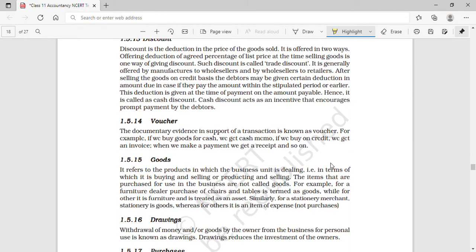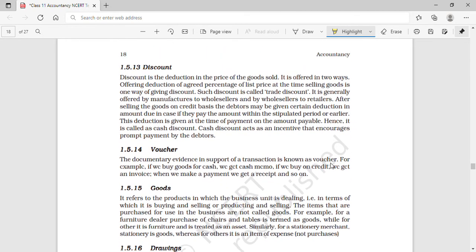There is discount. As you know, when you go shopping for buying clothes, you get discounts. Correct? Discount is a deduction in the price of the goods sold. You're reducing the price of the goods sold. It's offered in two ways. Offering a deduction of an agreed percentage of list price at the time of selling goods is called trade discount. Only at the time of selling goods.